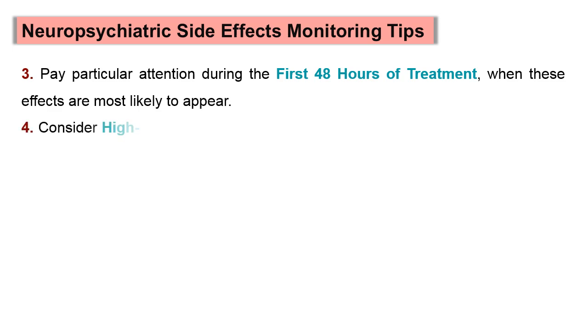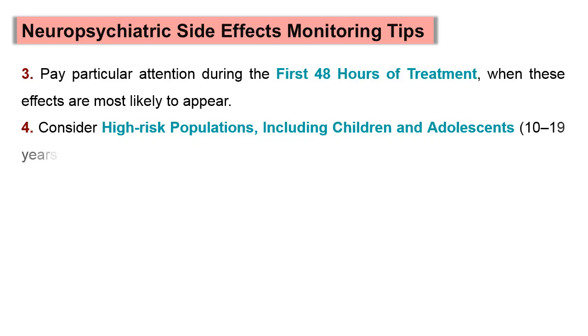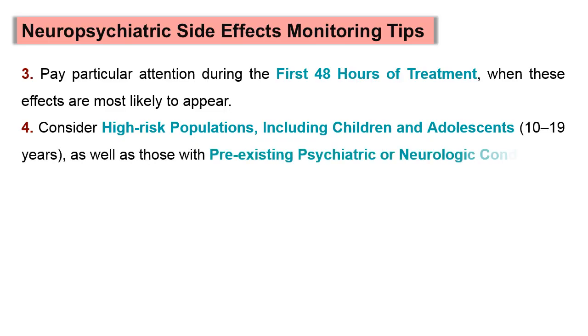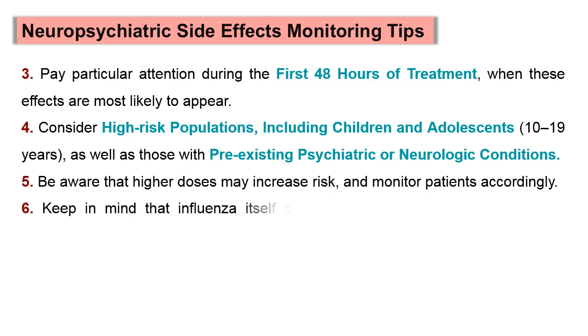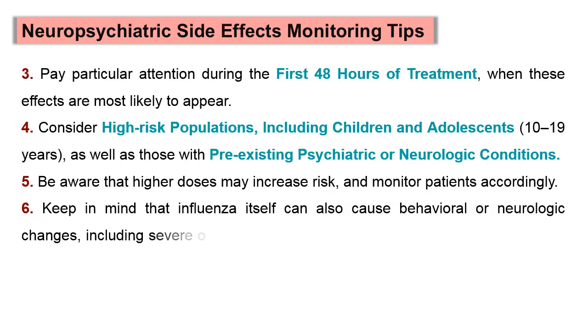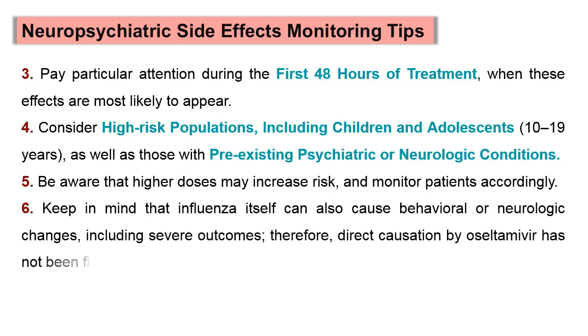4. Consider high-risk populations, including children and adolescents, 10 to 19 years, as well as those with pre-existing psychiatric or neurologic conditions. 5. Be aware that higher doses may increase risk, and monitor patients accordingly. 6. Keep in mind that influenza itself can also cause behavioral or neurologic changes, including severe outcomes. Therefore, direct causation by Oseltamivir has not been firmly established.